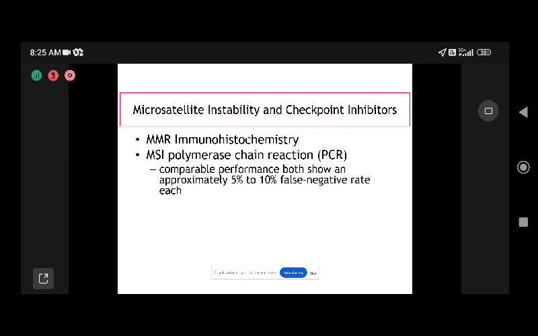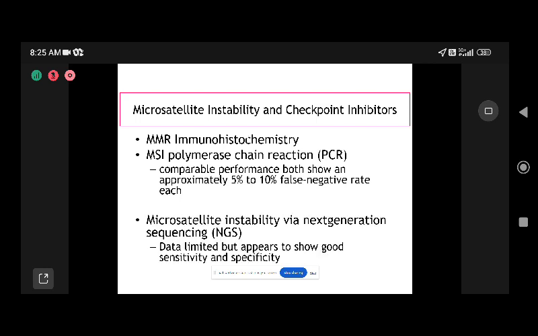To detect this in the lab, whether the tumor has mismatch repair deficiency or is MSI high, we do immunohistochemistry, and some of the labs will do PCR testing to detect that. Both of them show comparable performance, and both have their own advantages and disadvantages. The false negative rate is approximately 5 to 10% and applies to both.